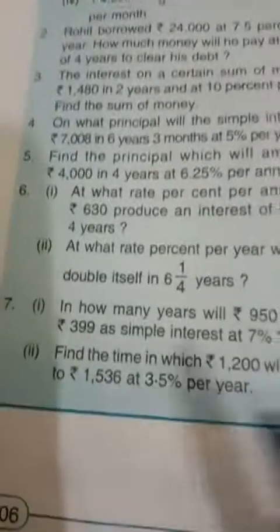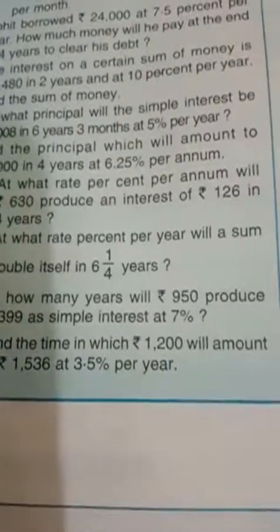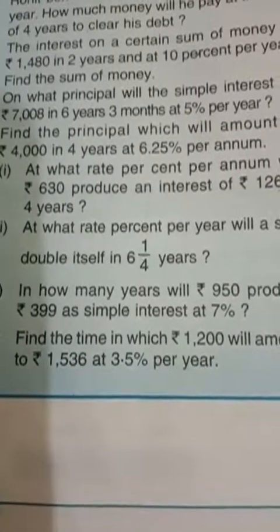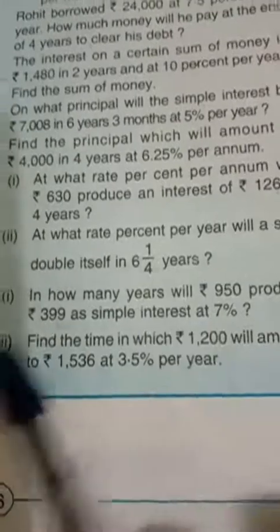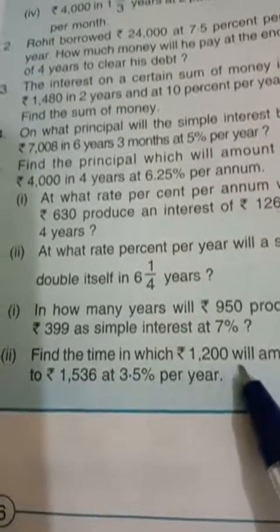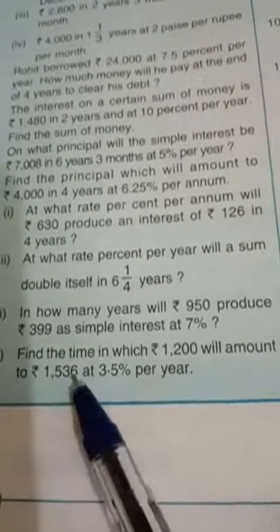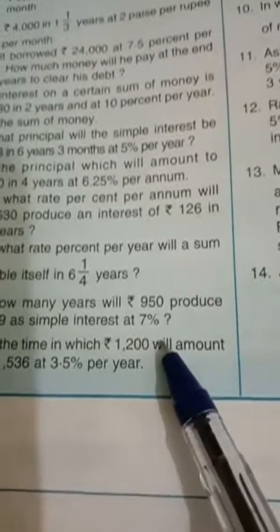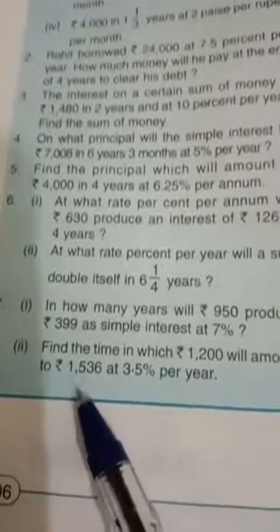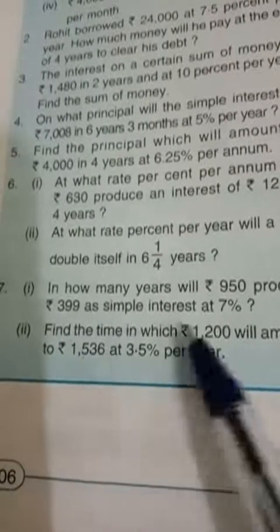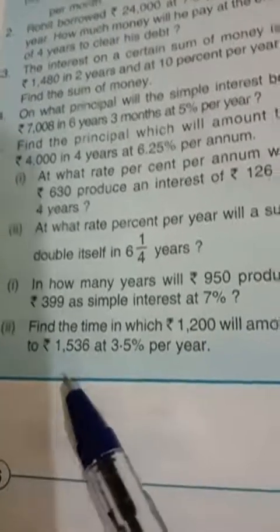Now, 7th question, second one. Find the time in which rupees 1200 will amount to 1536 at 3.5% per year. We want to find the time period in which rupees 1200 will amount to 1536. Principal is 1200 and amount is 1536. Here interest is not given. We can find the interest by using amount and principal.